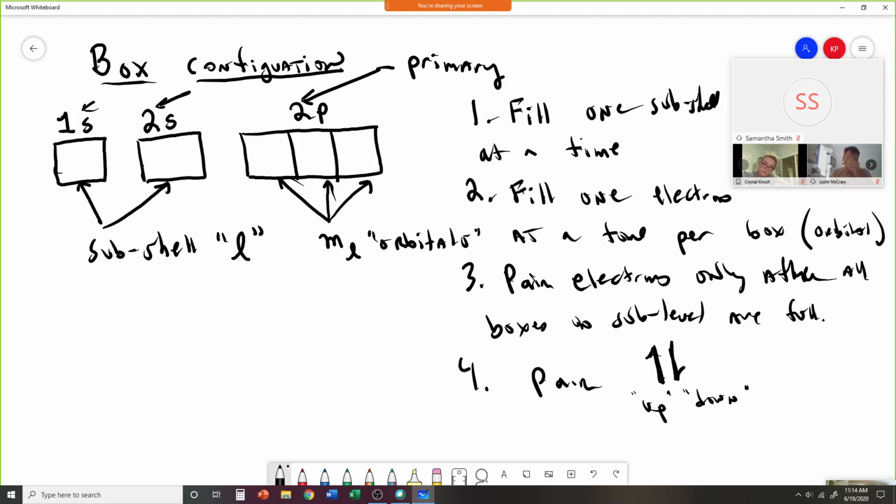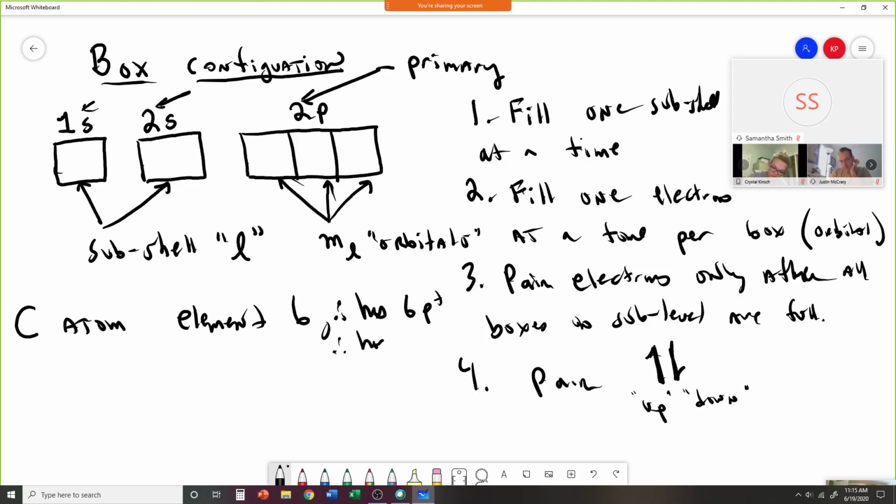So I'm going to pick one arbitrarily. I'm going to pick a carbon atom. All right, now, how many electrons does a carbon atom have? We look at the periodic table and we see that this is element 6, and so therefore it has how many protons? It has 6 protons, and therefore since it's neutral it has 6 electrons.